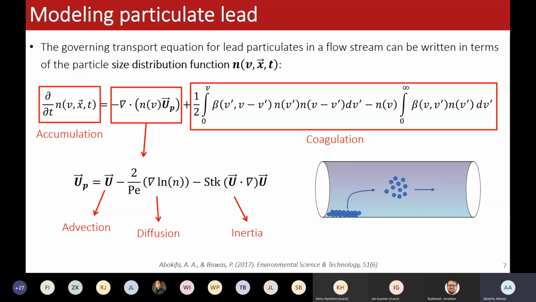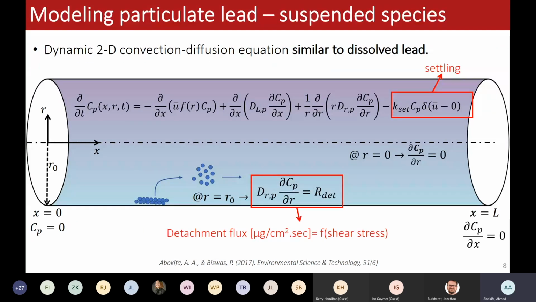And that was also another reason why we had to switch to the 2D convection diffusion mass balance model, because all the experimental studies that we found tracked the release of the particulate lead mass from service lines. So we used the same 2D convection diffusion equation and solved it using the same numerical approach. The key difference here is that we added a settling function to account for the settling of lead particles from the suspended phase to the attached phase.